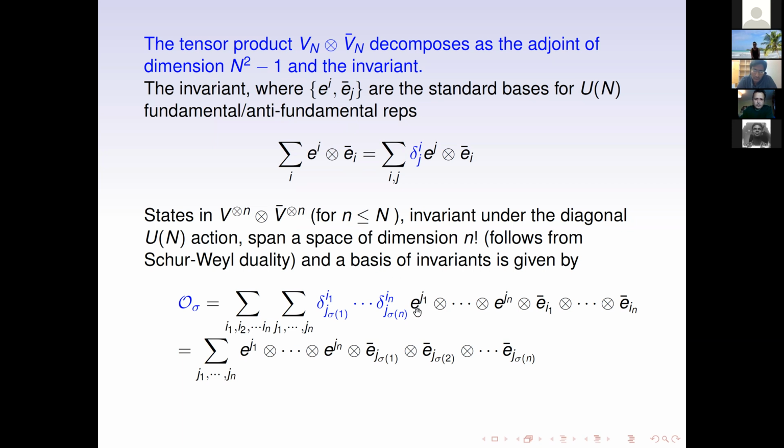And the answer is the following. You take your states e_j1 up to e_jn, e bar_i1 up to i_n, and you contract the j's with the i's, except that you can permute which of the j's contract with which of the i's. You could first have i1 j1 up to in jn, but if you permuted the indices using a permutation sigma, you would get another invariant, and there are n factorial choices. Each of these linear combinations is one invariant. And we know that this exhausts all the invariants for little n less than or equal to capital N, using Schur-Weyl duality.